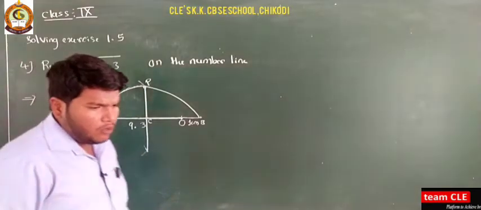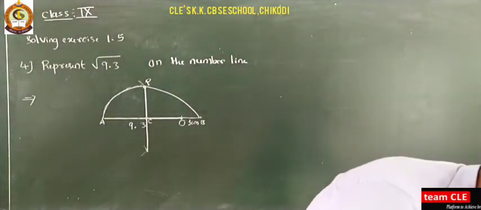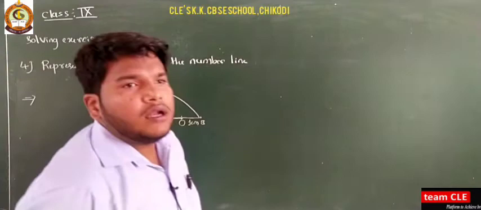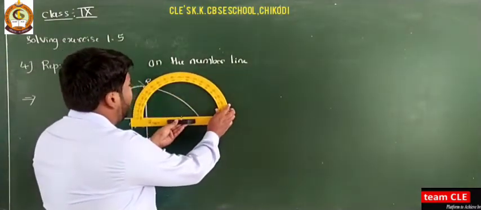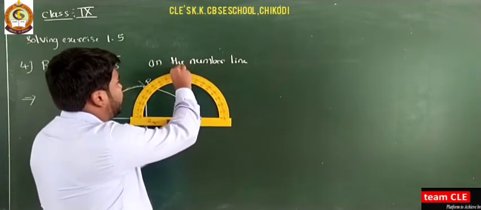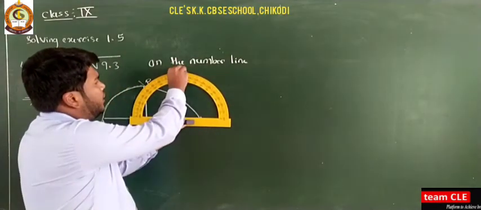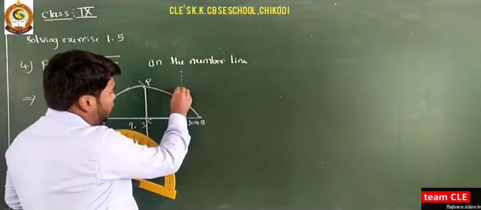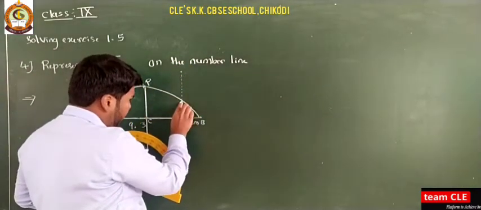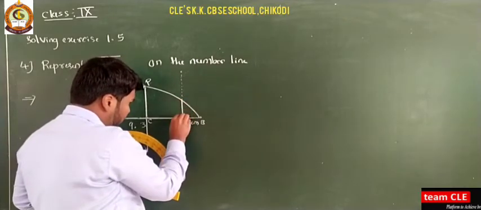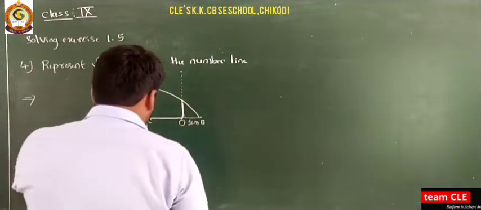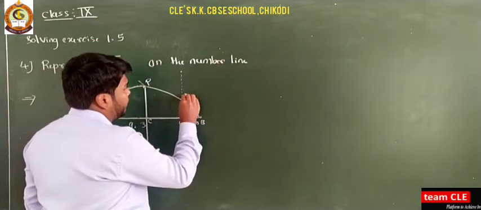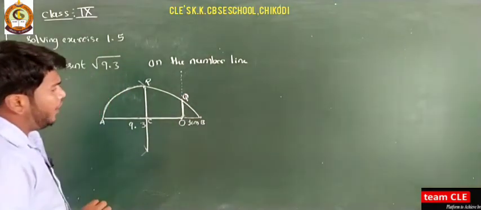Now take your protractor, or you can use the compass also. Keep it on the point O and mark 90 degrees. So 90 degrees will be here. Just draw this line. This is using the protractor, so this is 90 degrees. I call this point Q.